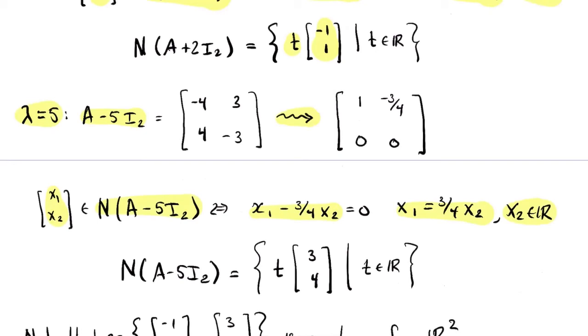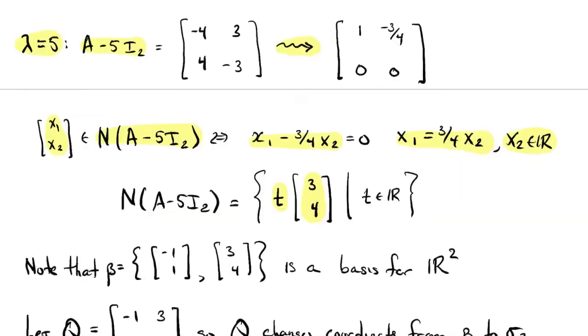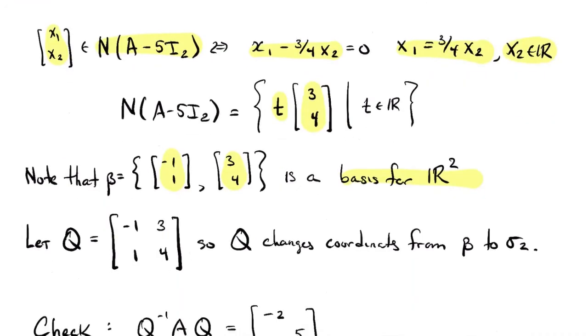Just to make the fraction go away, I chose x2 to be 4. That equation forces x1 to be 3. So I can take that as my basis vector. Any eigenvector for the eigenvalue lambda equals 5 is a scalar multiple of that eigenvector 3, 4. Those two vectors, -1, 1, and 3, 4, they're linearly independent. There's two of them, so they form a basis for R2. So that's a basis of eigenvectors. That matrix A is diagonalizable. How do we diagonalize it? We change basis.